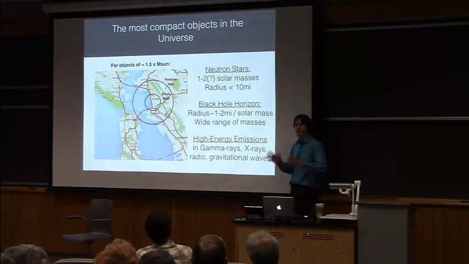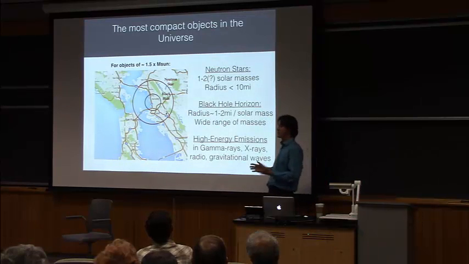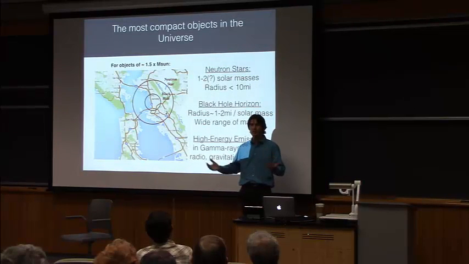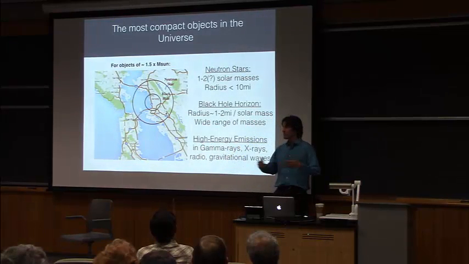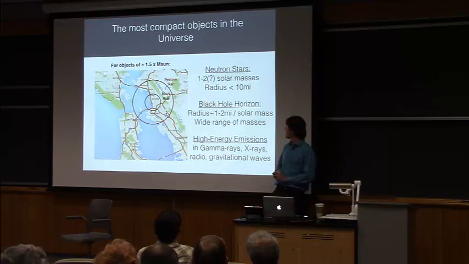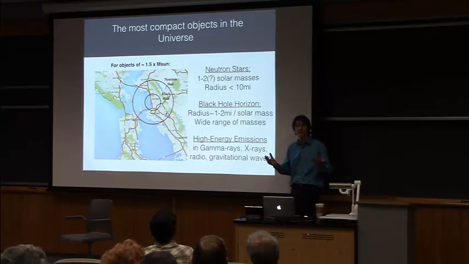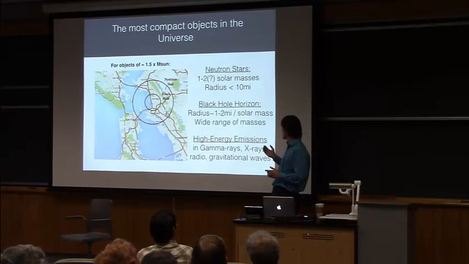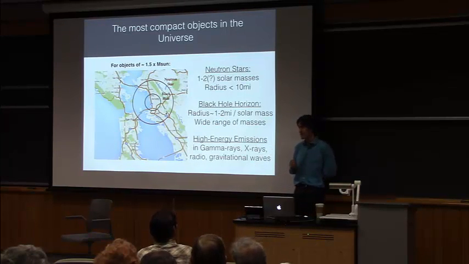And beyond gravity and nuclear physics, black holes and neutron stars are also interesting as sources of very energetic events that we observe regularly in the universe in pretty much all bands of light, from gamma rays to radios. And they are also sources of an elusive type of wave, so-called gravitational waves, which are a prediction of Einstein's theory of general relativity that I will discuss towards the end of the talk.